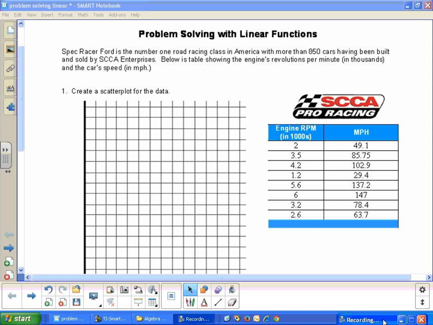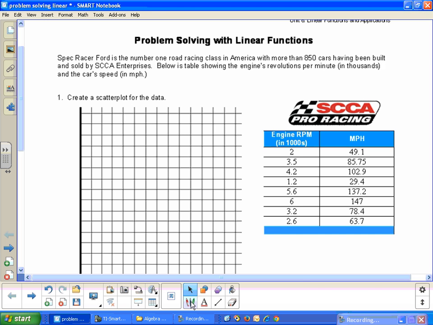Think about what this means here. We have RPMs and we have miles per hour. It says that a table showing the engine's revolutions per minute in thousands and speed. What is the X? Engine. First column. This is your X. This is your Y.